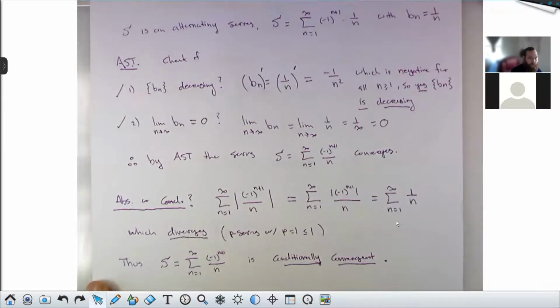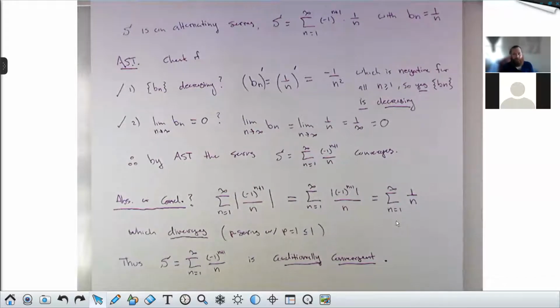And just a heads up, on your test, I will be asking you for examples of series with certain properties. I might ask you for an example of a conditionally convergent series. You'll see many more in your homework and in the study guide, but this is a good example of a conditionally convergent series. Questions on this work here?